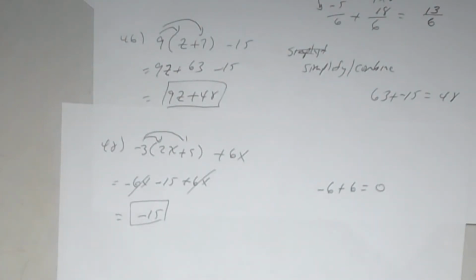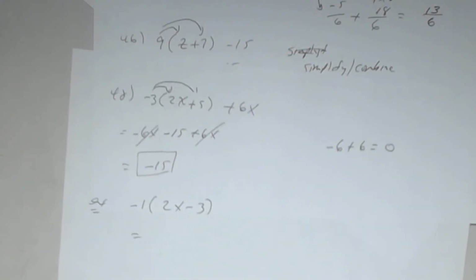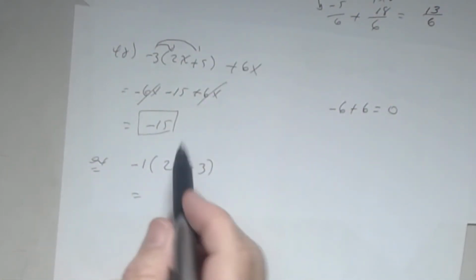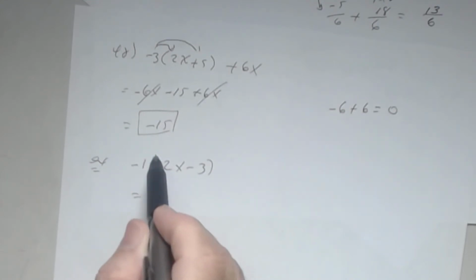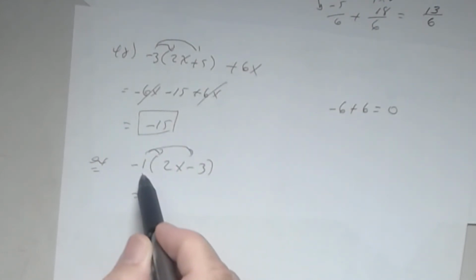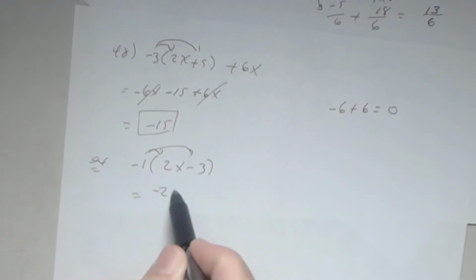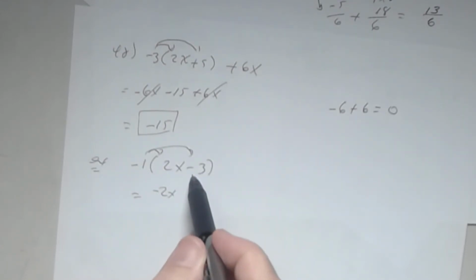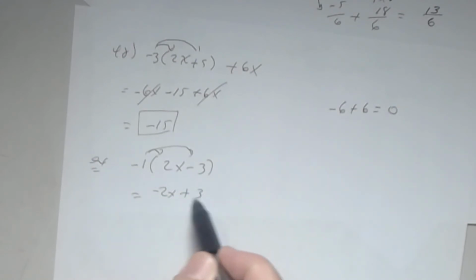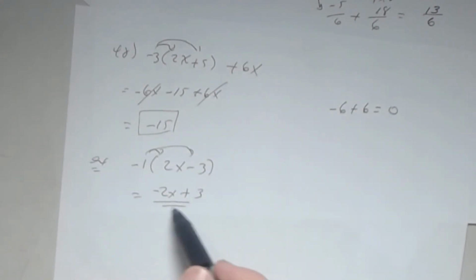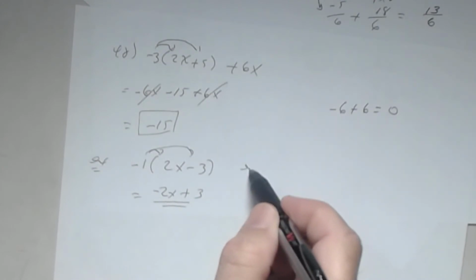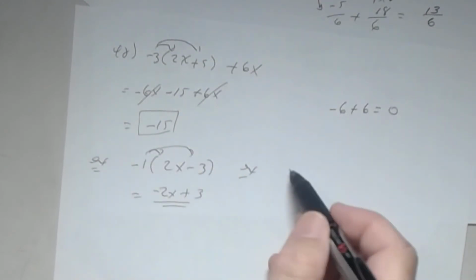Let's look at this example first. I think we did this in a previous lesson, but if we had negative 1 times 2x minus 3, what's that equal to? So you distribute. What's negative 1 times 2x? Negative 2x. What's negative 1 times a negative 3? Positive 3. A negative times a negative is a positive. Okay? Can I combine anything here? No. All right, then what we did next was we wrote it like this.